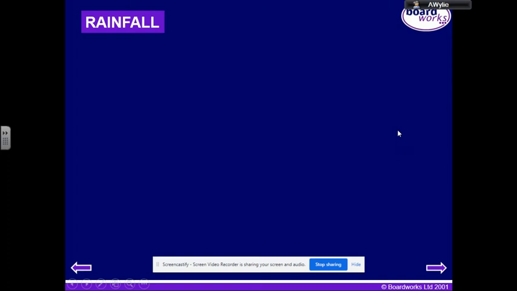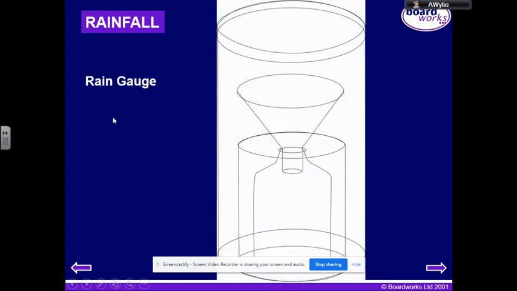Okay, our first element is rainfall. This is when water comes out of the sky. Rainfall is measured using an instrument known as a rain gauge. That is the instrument used to record this particular element. Now, how does it work?